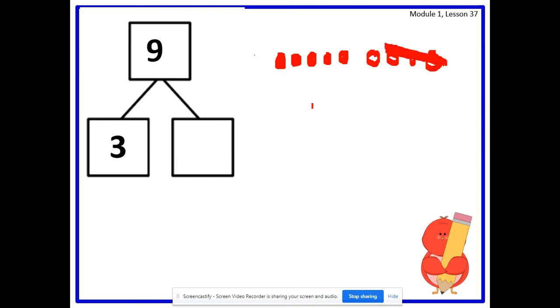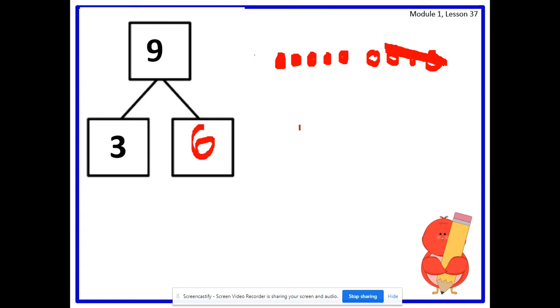And then step 3 says count and write what's left. Well, we already know these are 5. So let's count them from 5. Get ready. 5, 6. How many left? Get ready. Yes, 6. Go ahead and write that part in your number bond.